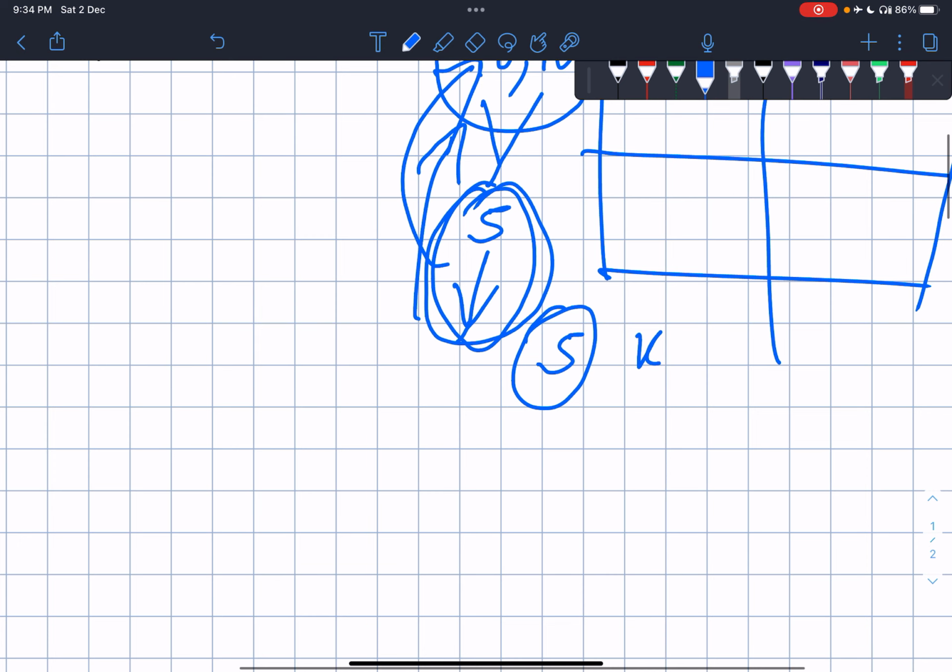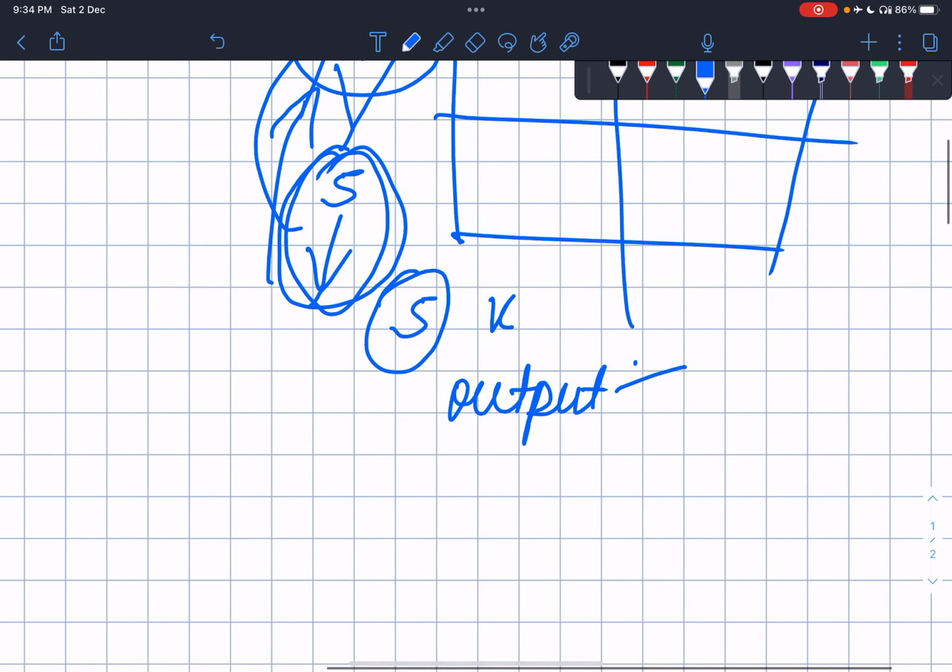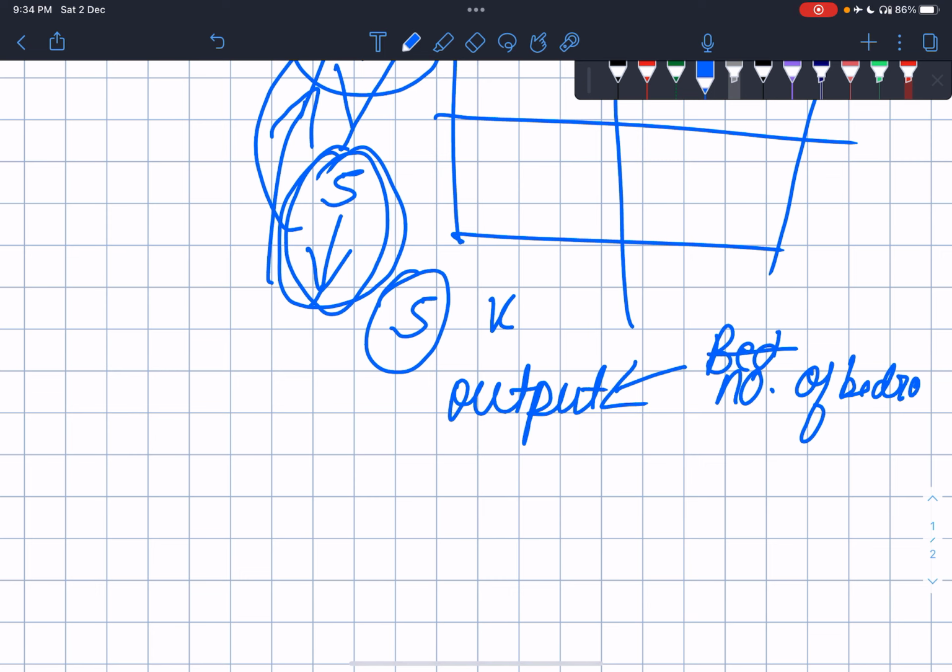So the output depends on the number of bedrooms. In a regression problem we have the same thing: a problem in which we have some dependent thing which depends on some independent variable.